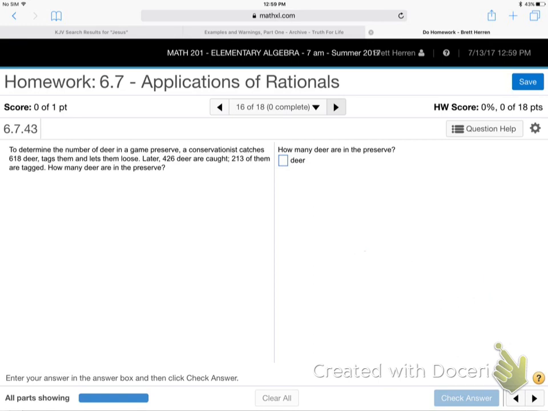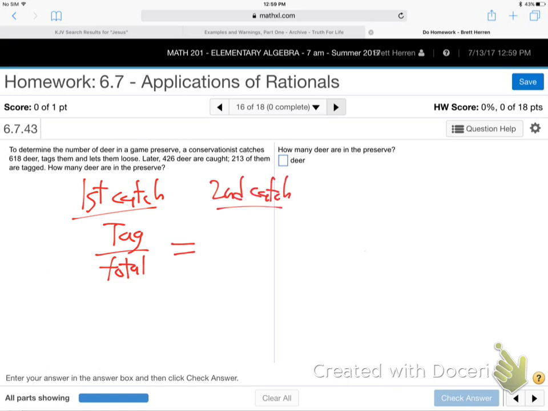All right, so here's the formula. For your first catch, it's tag over total equals, and your second catch, it's tag over total. So that's the formula. It's two equal fractions. That's why it's in this word problem section, because it's just two equal fractions: tag over total equals tag over total, first catch, second catch. Because the percentage of fish with tags in your little sample has got to equal the percentage of fish with tags in the whole lake, since you just grabbed it randomly.